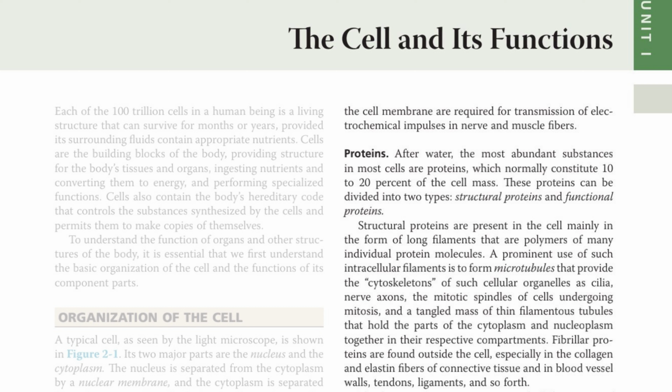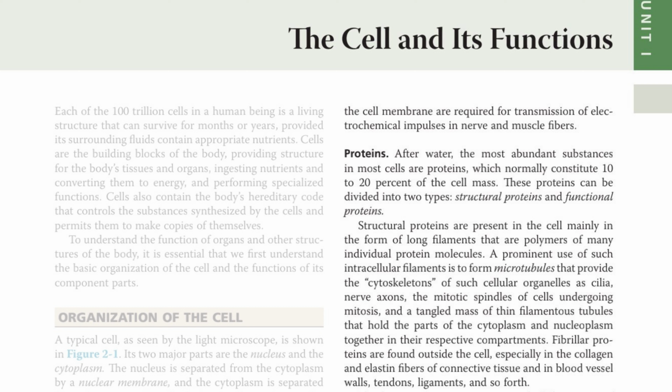Proteins. After water, the most abundant substances in most cells are proteins, which normally constitute 10 to 20% of the cell mass. These proteins can be divided into 2 types: structural proteins and functional proteins. Structural proteins are present in the cell mainly in the form of long filaments that are polymers of many individual protein molecules. A prominent use of such intracellular filaments is to form microtubules that provide the cytoskeletons of such cellular organelles as cilia, nerve axons, the mitotic spindles of cells undergoing mitosis, and a tangled mass of thin filamentous tubules that hold the parts of the cytoplasm and nucleoplasm together in their respective compartments.